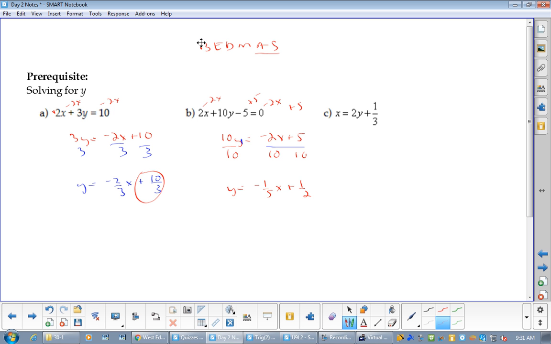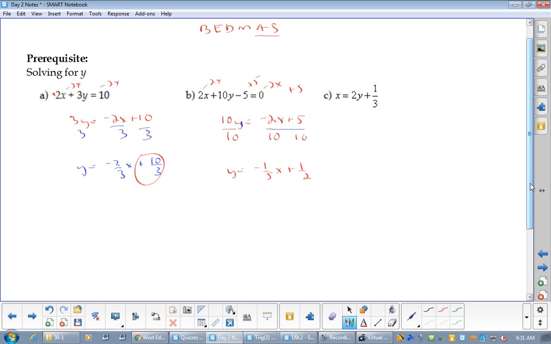Now, why was C given as an example? What would we do with that? Yeah, I can subtract 1/3. Okay, and then I have x minus 1/3 equals 2y. Now I'm going to divide everybody by 2. So I'll divide this by 2, and divide this by 2, divide that by 2.